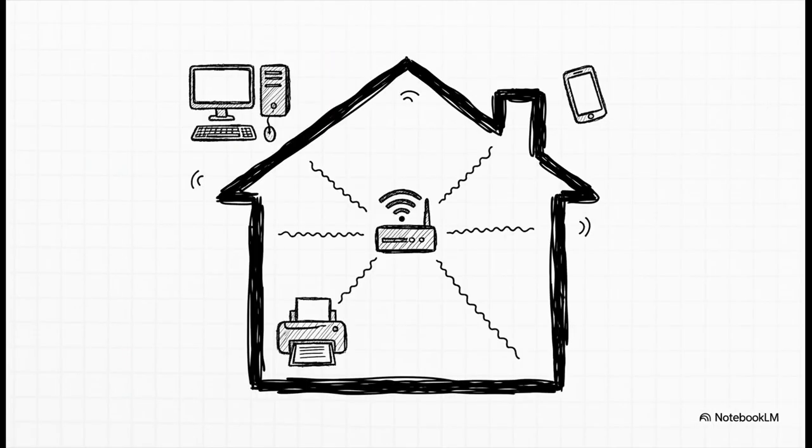Now, let's zoom out a little to the local area network, or LAN. This is probably the one you're most familiar with. It's your home Wi-Fi network, or the one at your office, connecting all the computers, printers, and phones inside a single building or on a campus. It's bigger than a PAN, but still pretty local.